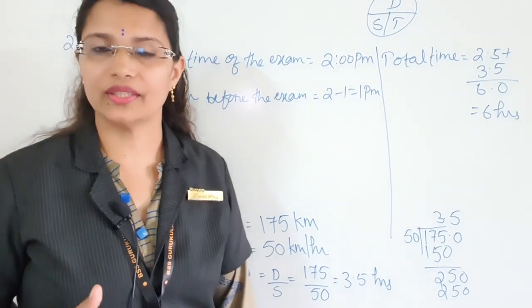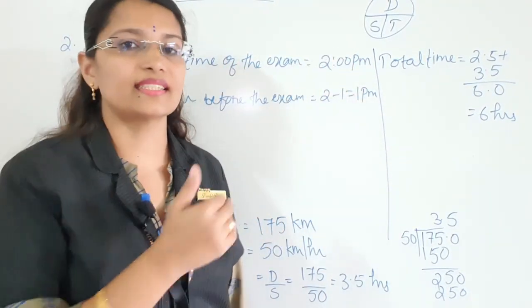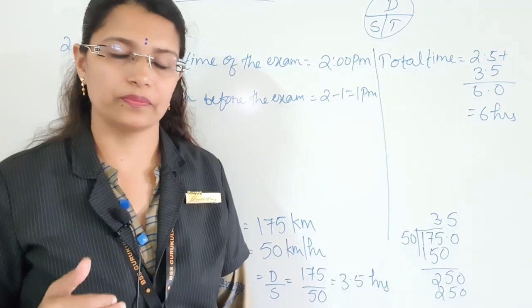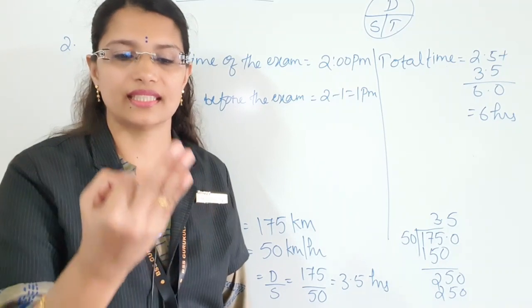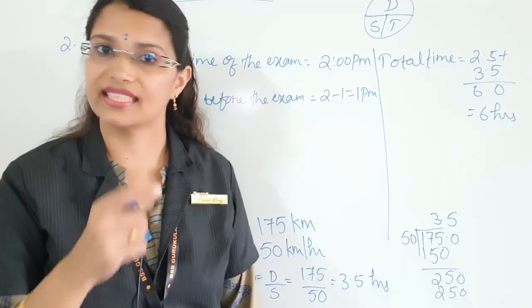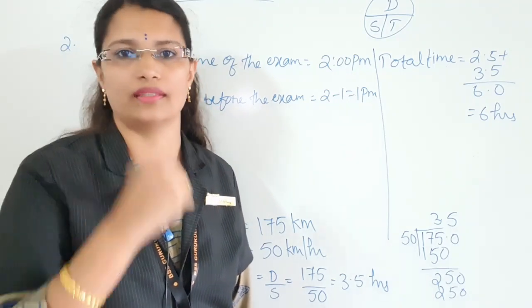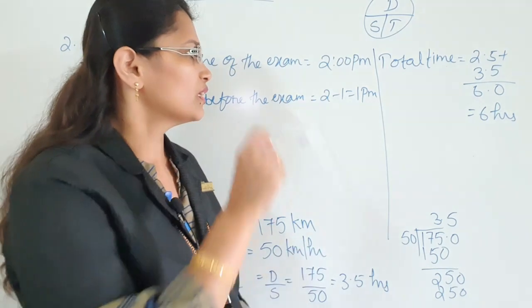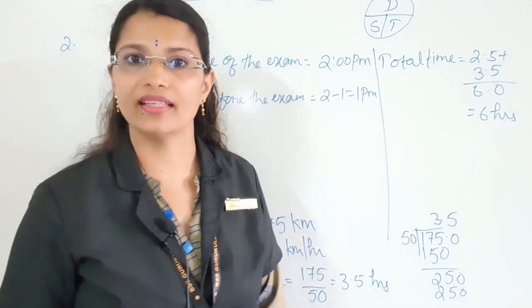So how to find out this, children? From 1 p.m. count 6 hours backwards. So before 1, 12, 11, 10, 9, 8, 7. So 7 a.m. So after 7, 8, 9, 10, 11, 12, 1. Correct, right? So she has to start from home at 7 a.m.